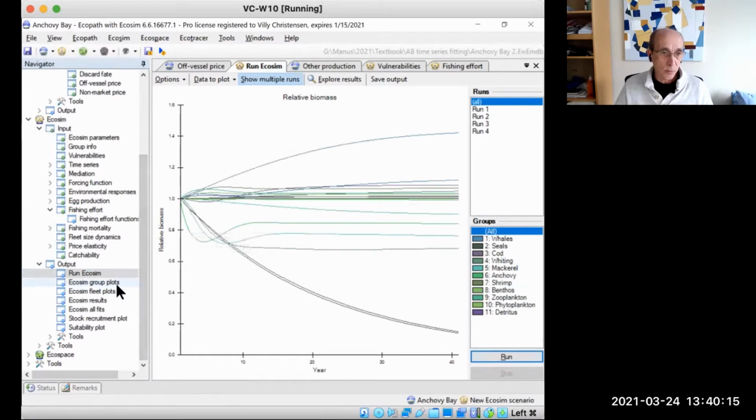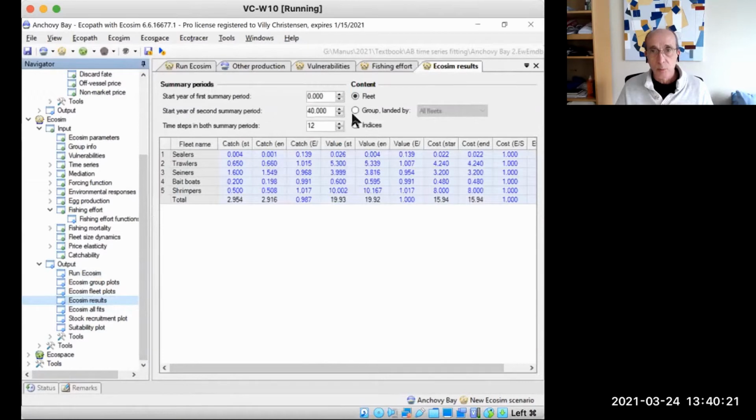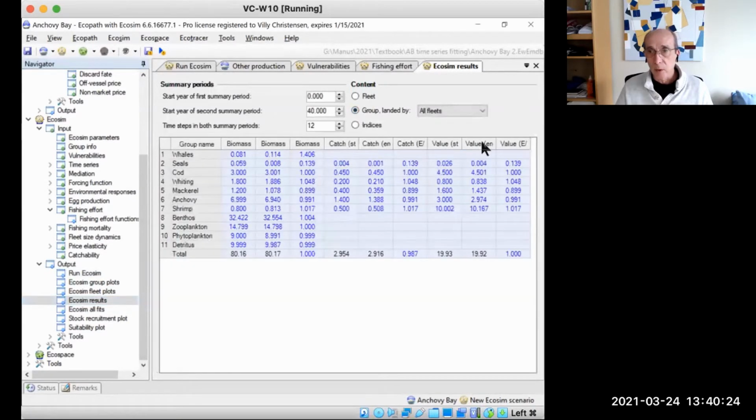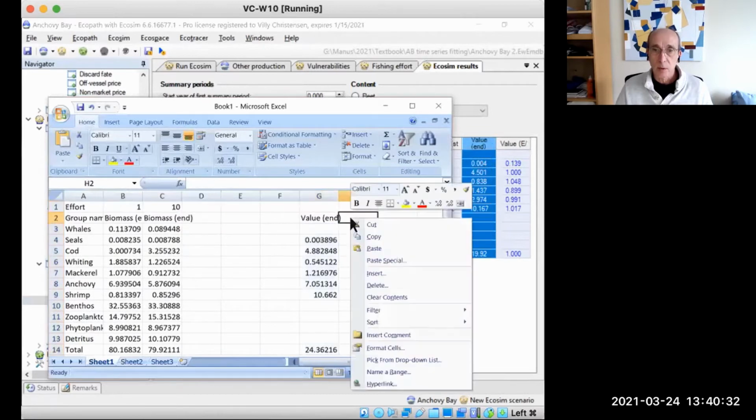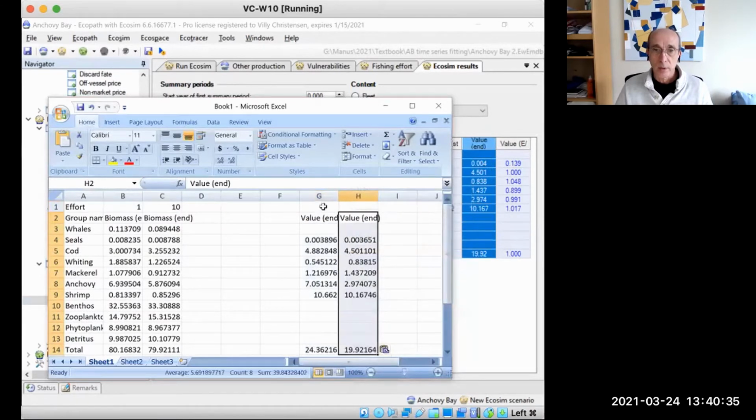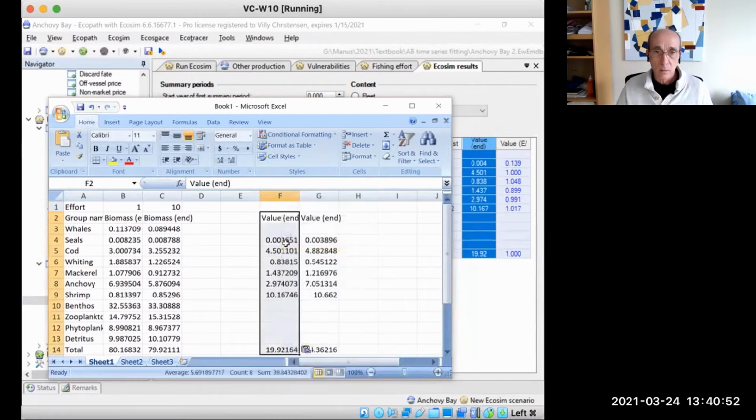We go to Ecosim output, Ecosim results, group, and we want value. We want to copy it, and we want to paste it. Again, this here is, oh, that's just to make things complicated. See if I can undo that. That's better, because we're on the same order.